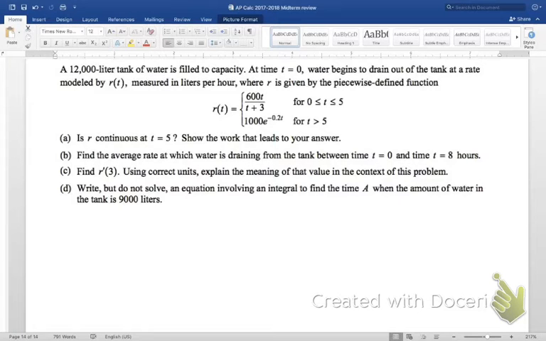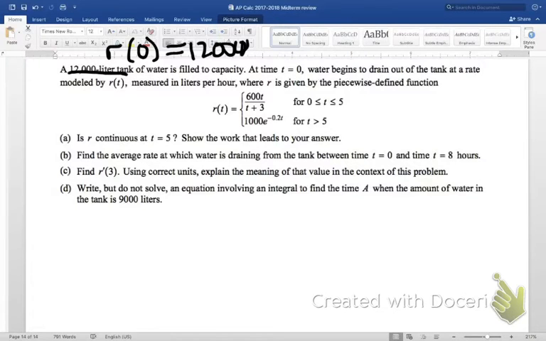Okay, here we go. This is a graphing calculator for your response, okay? You have a 12,000 liter tank of water that is filled to capacity. So right there, you want to understand that at time 0, it's filled to capacity. So R of 0 is 12,000. You don't want to miss that piece, okay?